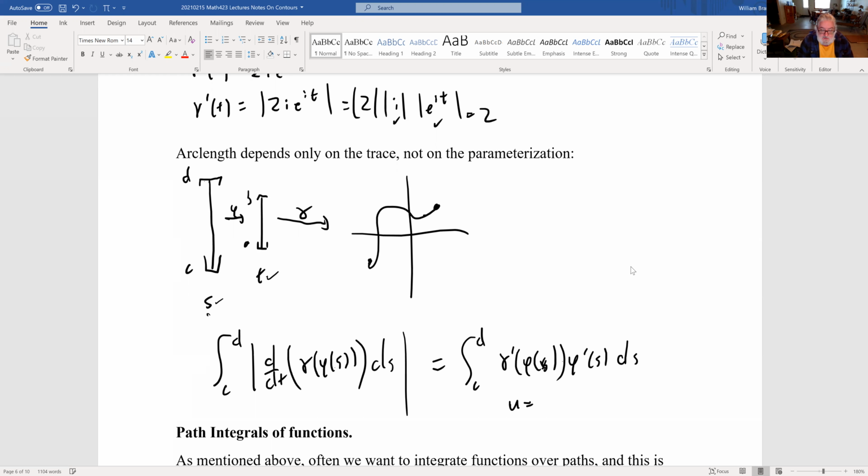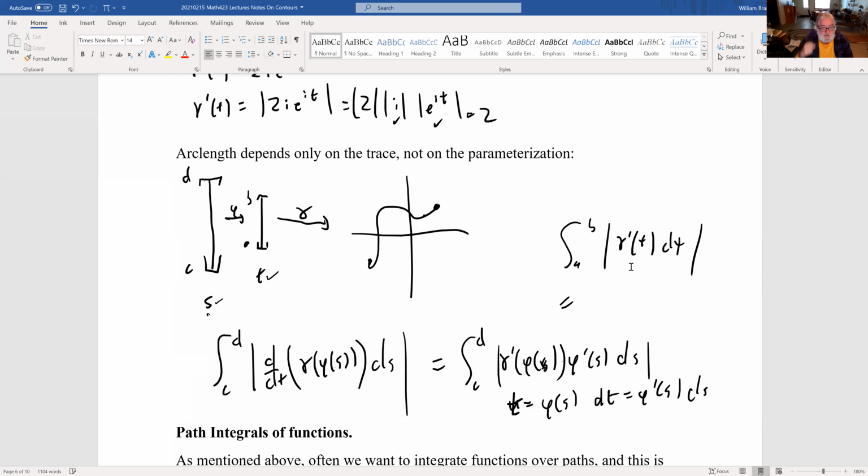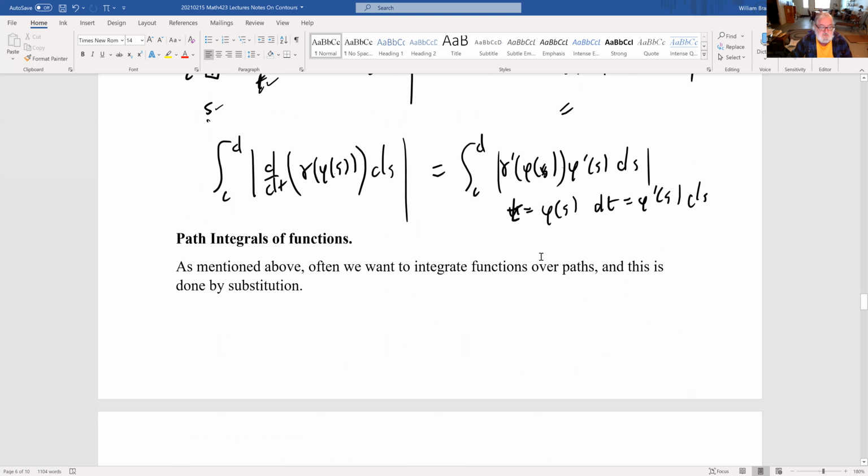And then you use the substitution, u equals phi of s, well, actually we should use t, dt equals phi prime of s ds. Oh, there should be absolute value signs over phi prime of s ds. And so then that becomes the integral from a to b of gamma prime of t dt, which is the arc length measured in this. So the chain rule tells me that the arc length, if you think in terms of s, and the arc length, if you think in terms of t, is actually going to be the same thing. The arc length depends only on the trace, not on the parameterization.